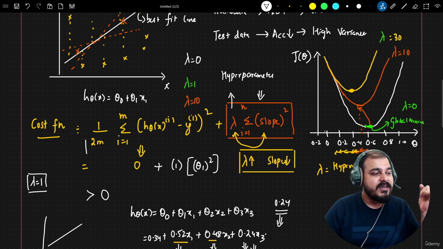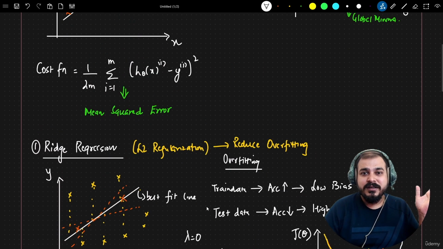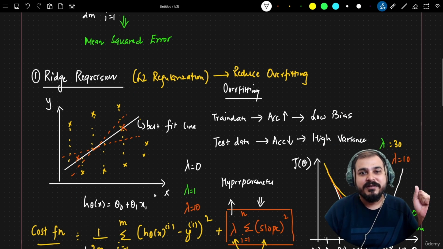Now in the next video, we are basically going to discuss something called lasso regression. So right now we have completed ridge regression, and we'll try to understand what is the difference between ridge and lasso, and then finally we'll go with elastic net.